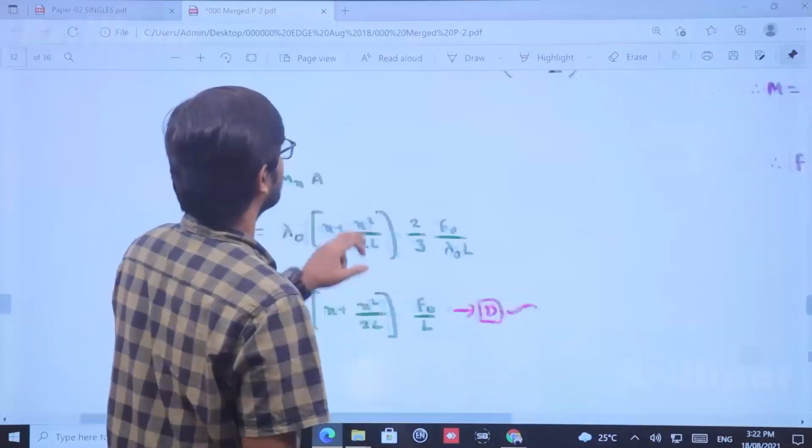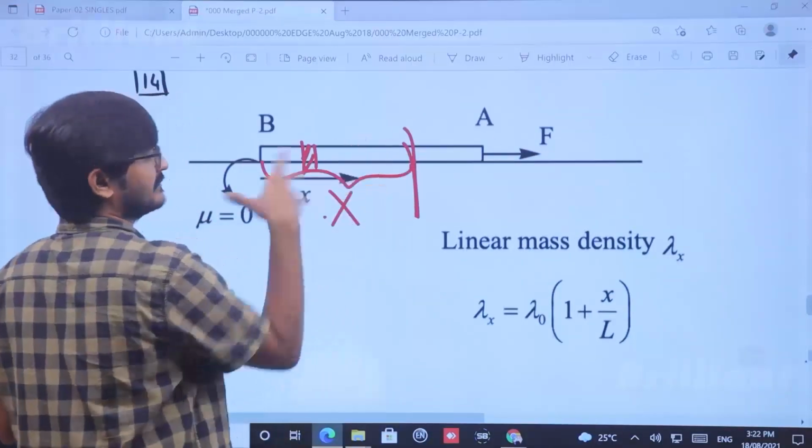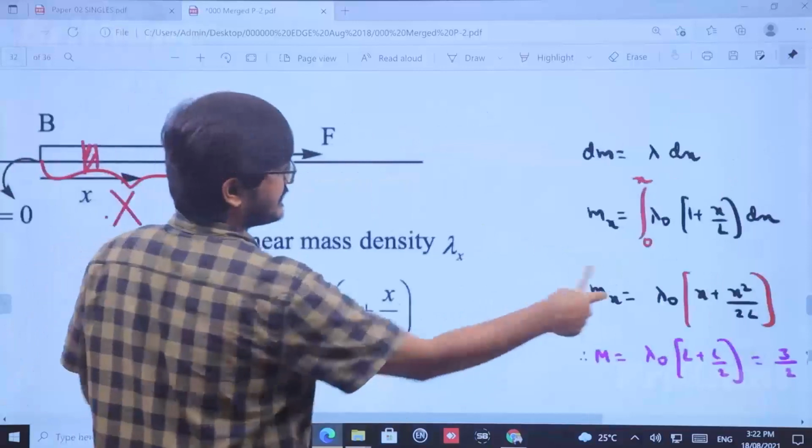Thereafter they are asking what is the force at any distance x. What is the tension here? So this tension equals this mass times the acceleration. This mass is how much? I just calculated it here.